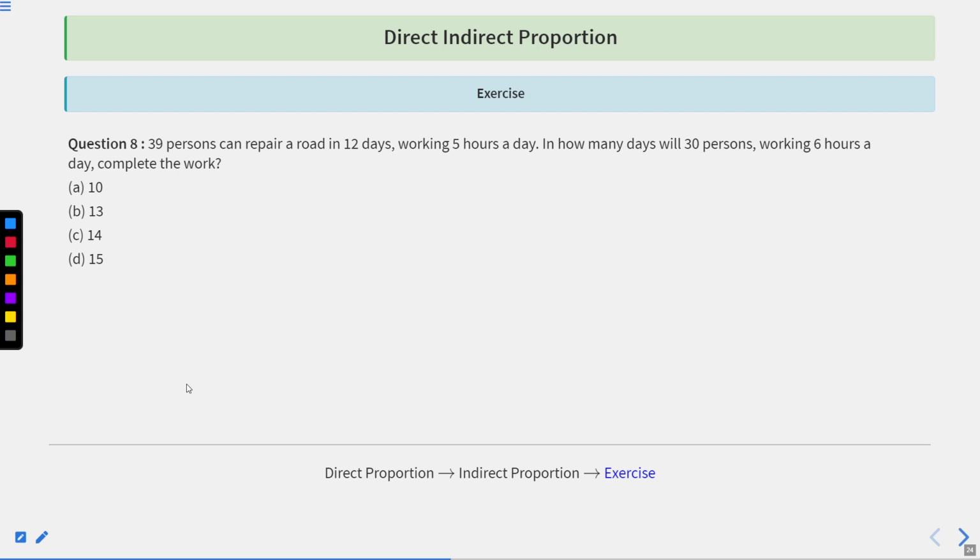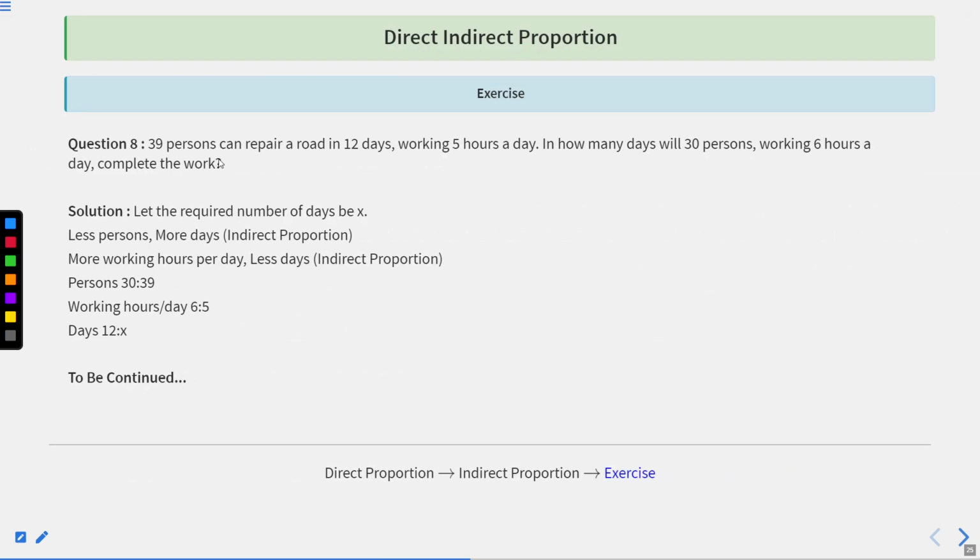Question number 8. 39 persons can repair a road in 12 days, working 5 hours a day. In how many days will 30 persons working 6 hours a day complete the work? Solution. Let the required number of days be x. So less persons, more days. If the people are less, then to do the work, more days will be required, which is an example of an indirect proportion. And more working hours per day will require fewer days, which is again an indirect proportion.